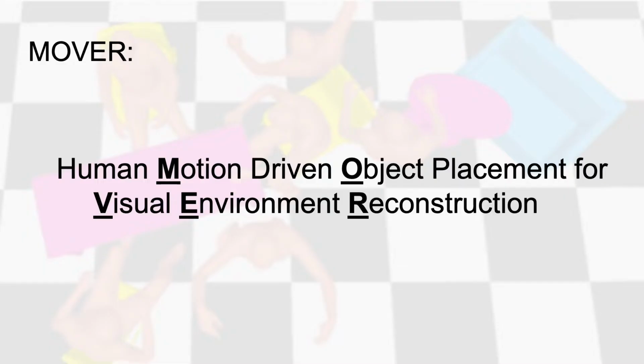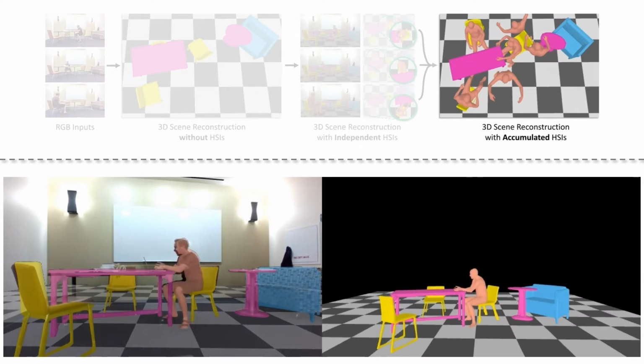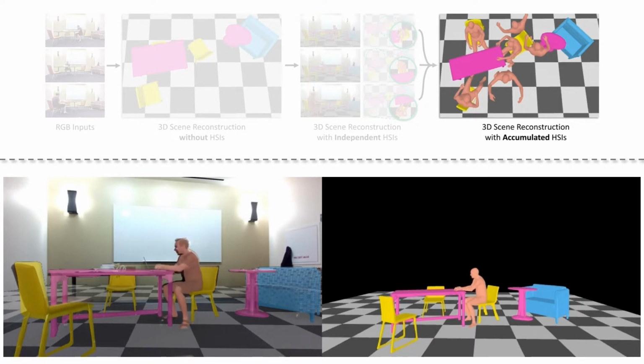We present MOVER, which stands for Human Motion Driven Object Placement for Visual Environment Reconstruction. We term human scene interaction as HSI. Each frame contains valuable information about humans, objects, and the proximal relationship between them. MOVER accumulates this information across frames to produce a refined 3D scene, comprised of repositioned input objects so that it is consistent with the estimated 3D human.